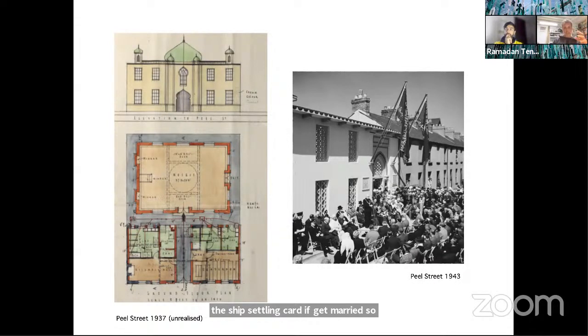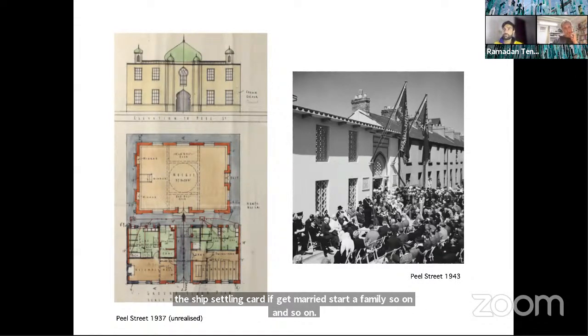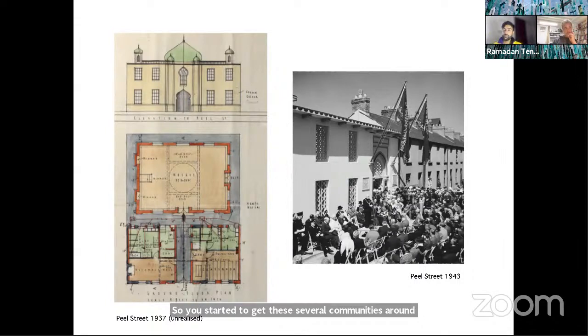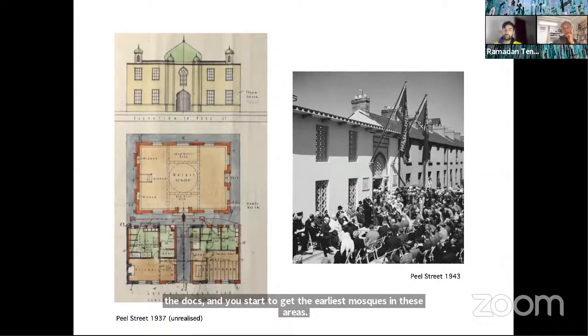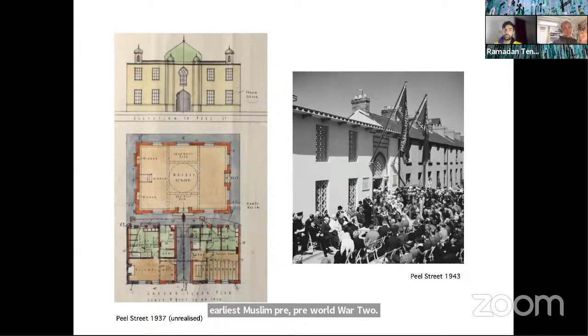So you started to get these settled communities around the docks, and you started to get the earliest mosques in these areas. Earliest mosques means pre-World War II. And there weren't many between Woking and Cardiff. There weren't really many, if any, established mosques at that time. So Peel Street was one of the streets in the docks area of Cardiff, and it was one of the earliest mosques that was built or established there.